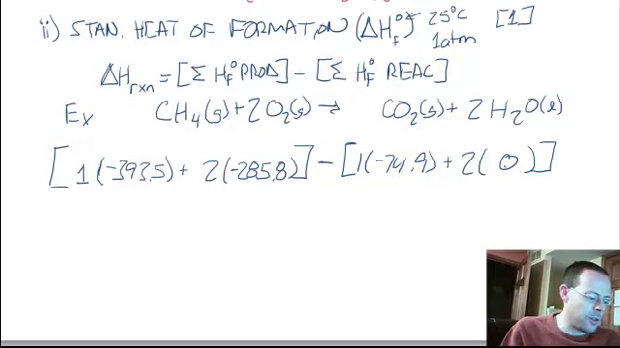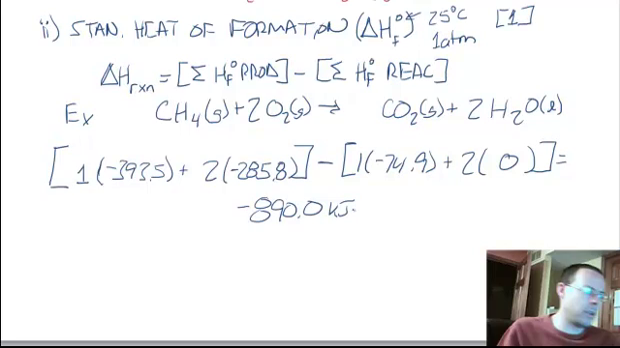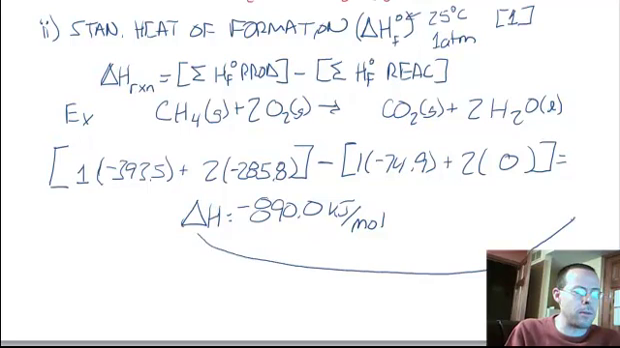So simple algebra at this point, 1 times negative 393.5 plus 2 times negative 285.8. And then we're going to subtract a negative, so we end up adding 74.9. But our end result is that this equals negative 890 kilojoules. And we might put per mole. Generally, answers in the back are going to be per mole, because again, this number is our delta H that we might see at the end of our equation. Usually this might pop up right here.